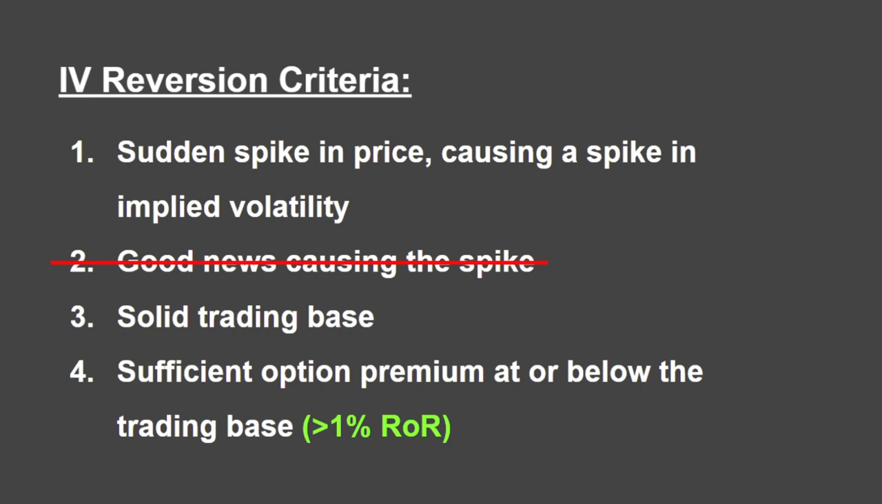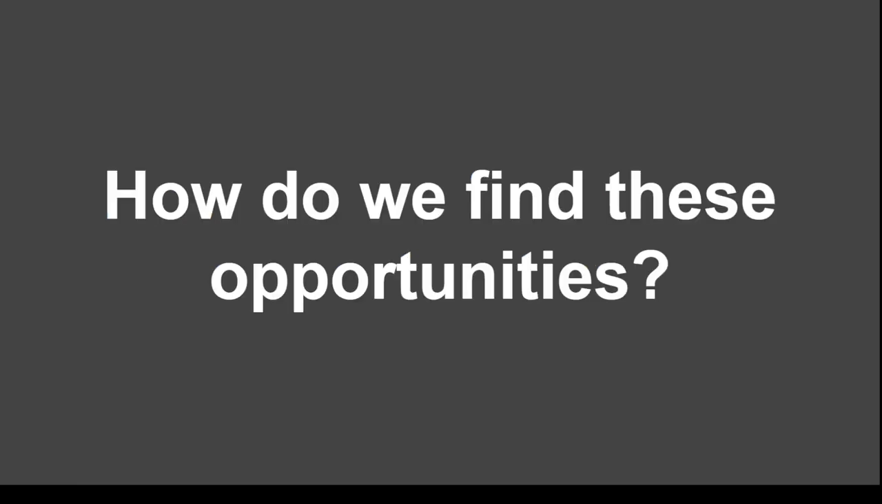So while we didn't have two, good news causing the spike, having three of the four criteria that we've outlined helped us set up that really nice trade that took us home $750 in a very short time frame. And now I'm sure that begs the question, how do we find these opportunities?